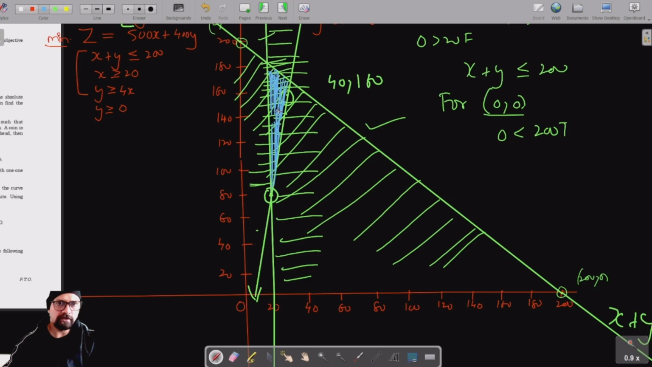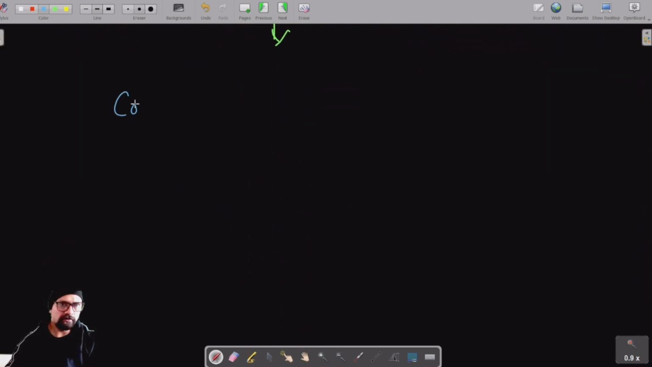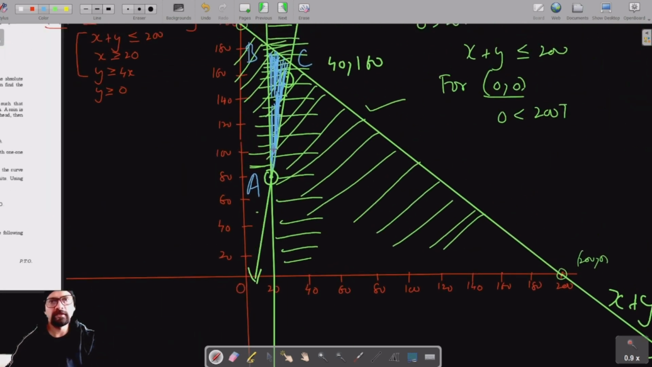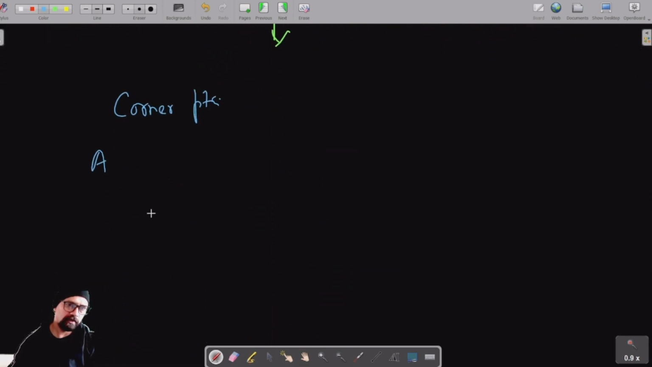And now let's try to get our corner points. We have, let's say, the corner points A, B, and C. So our corner points are, first one is A. So A is 20 comma 80. So this is 20 and 80.